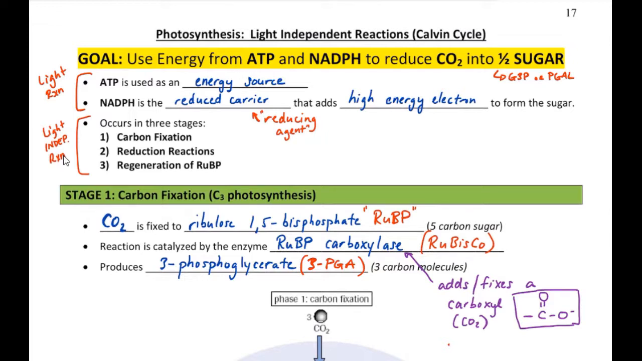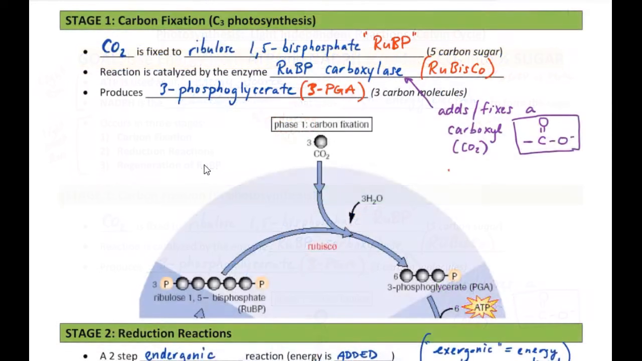The light-independent reaction happens in 3 stages. We fix the carbon, which means attaching it to another molecule. That's what fixing means. Reduction reactions, where we're going to be adding those high-energy electrons. We're going to reduce the molecule. And then we're going to regenerate the molecule we started with that we originally fixed the carbon to, and you'll see that shortly. Okay, so here's stage 1, the carbon fixation stage. This is called C3 photosynthesis because the molecule that I'm going to make has 3 carbons in it. That's the key here. We are also going to talk about C4 photosynthesis after we've got this solid.